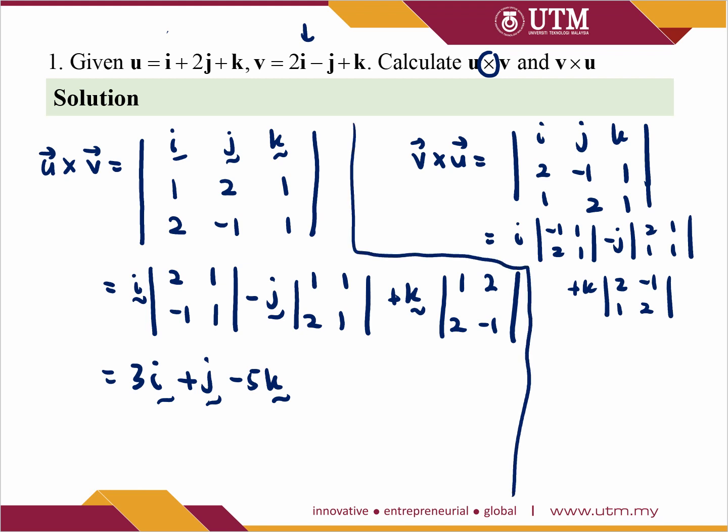your vector as negative 1 minus 2, negative 3i, 2 minus 1, and the last one is 4 minus negative 1. Okay, so you notice here that the magnitudes 3, 1, and 5 are the same, it's just the sign that differs. So you can conclude that u cross v is equal to the negative of v cross u. Okay, so that is for the first question.